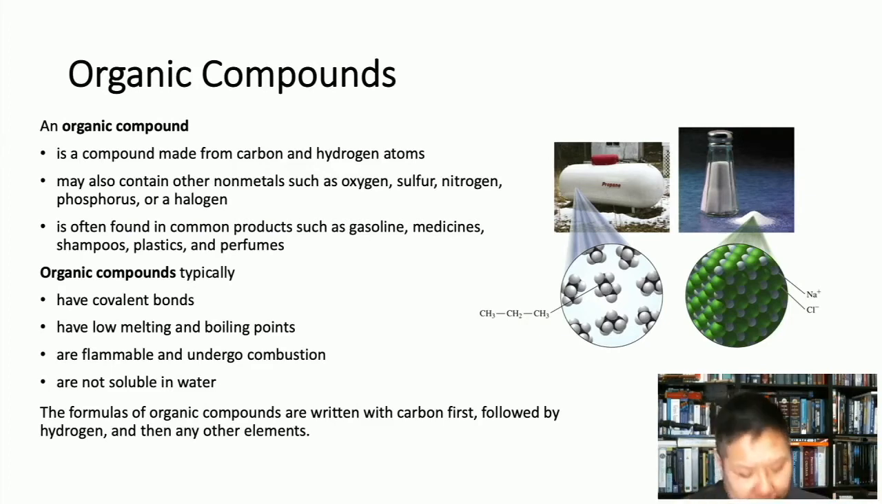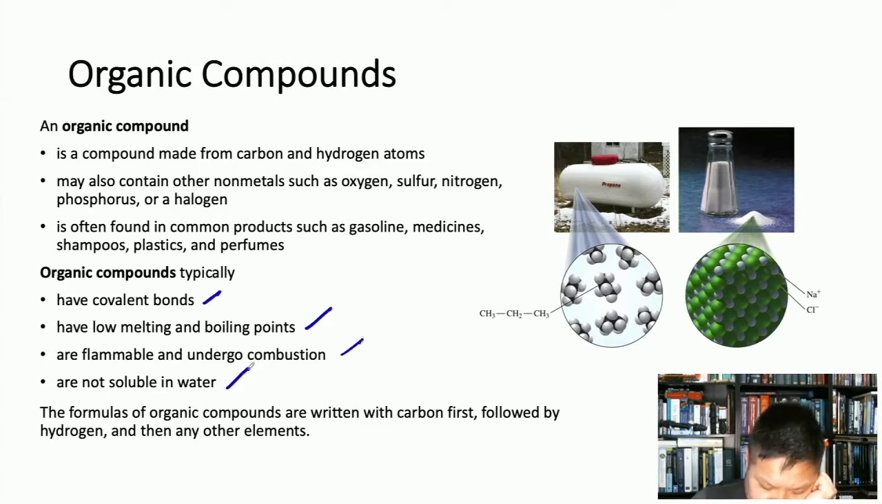But the thing to know about carbon based compounds or organic compounds is that they generally have covalent bonds. They have a very low melting point and boiling point. They're flammable and undergo combustion, and they are commonly not soluble in water. So formulas of organic compounds are written with the carbon first, and then followed by the hydrogens, and then any other elements, and we'll see that later on in our lecture.